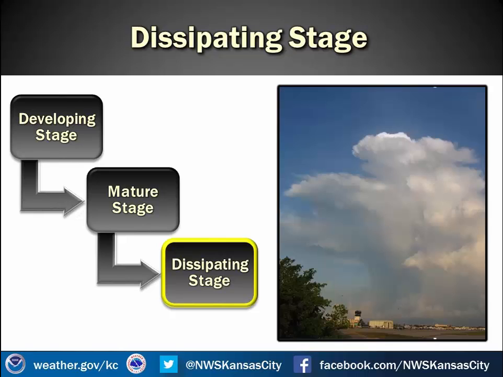Okay, and this would be an example of what you might be seeing if you're looking at a dissipating thunderstorm. Again, you still got some of the anvil up on top, but otherwise it just looks like it's raining itself out there. Okay, so developing, mature, and dissipating stages are the three stages of the thunderstorm process.